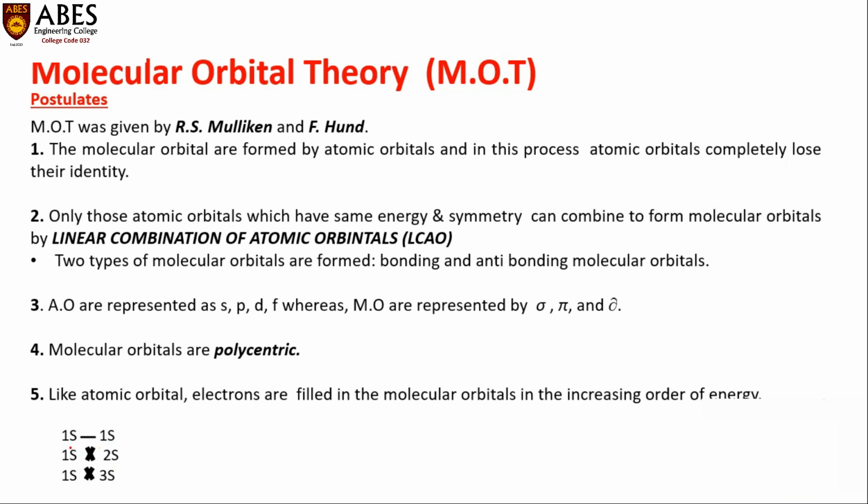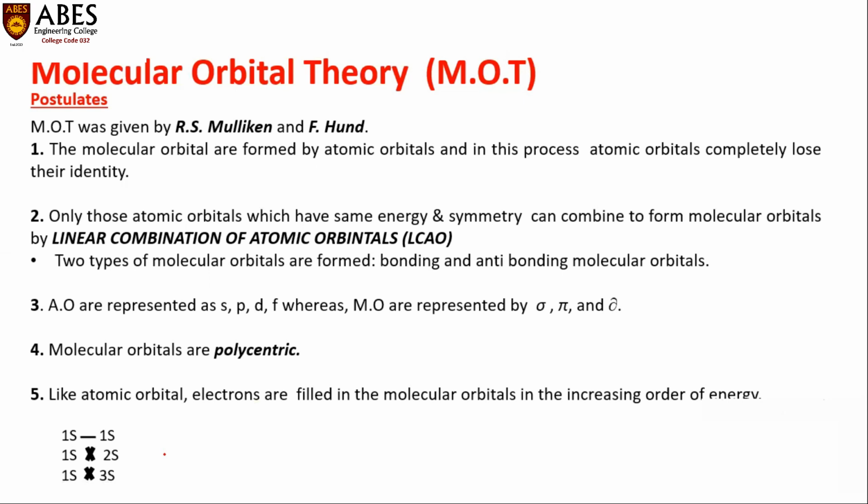Same symmetry means their symmetry should be the same. Suppose we want to combine an s orbital with a p orbital. As we know by default, the pz orbital exists on the internuclear axis. So an s orbital can combine with the pz orbital, not with the px and py orbitals.